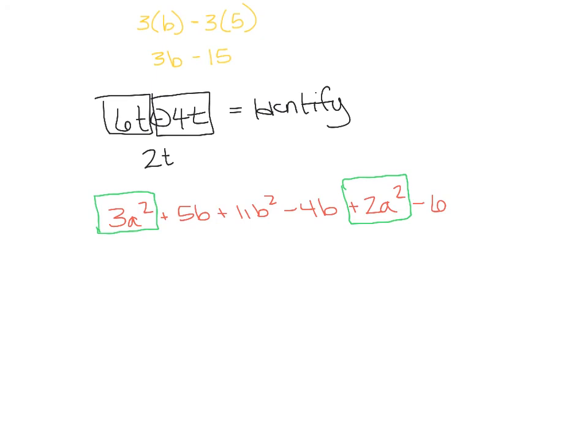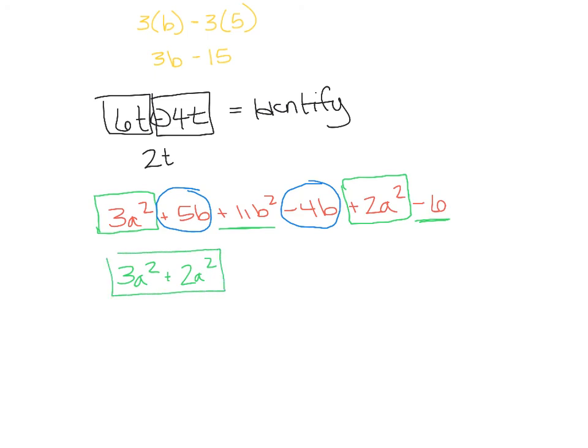Now we're going to look at the b. So, I'm going to circle 5b. Are there any other terms with a b, I'm sorry, not 5b? Right there. Now I'm going to look at positive 11b squared, nothing else. And positive 6 has nothing else. Okay, so now I'm going to put my like terms together in boxes. 3a squared plus 2a squared. Put that in a box. And then I have positive 5b minus 4b. Put that in a circle. You can put it in a box too.